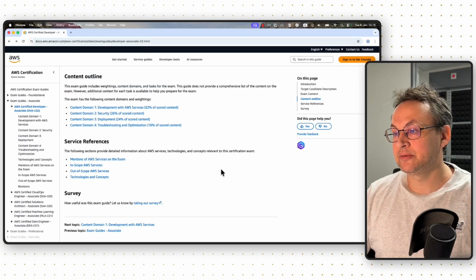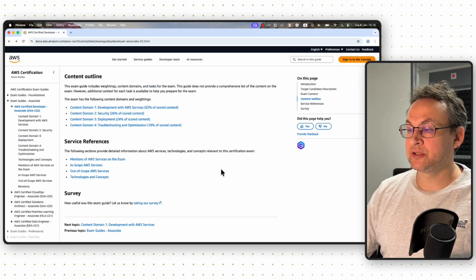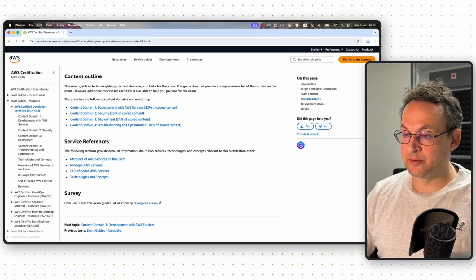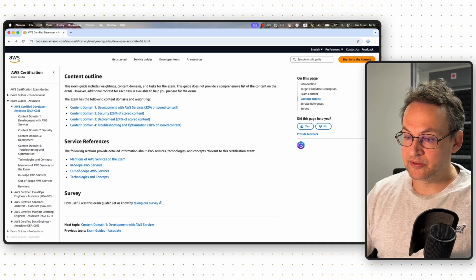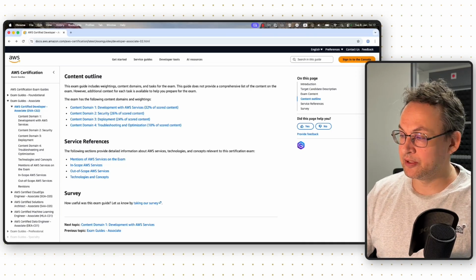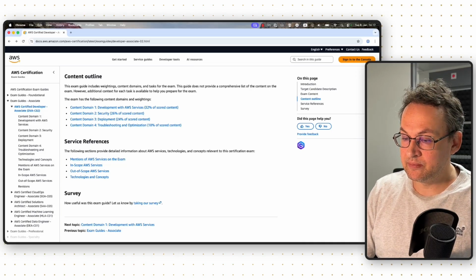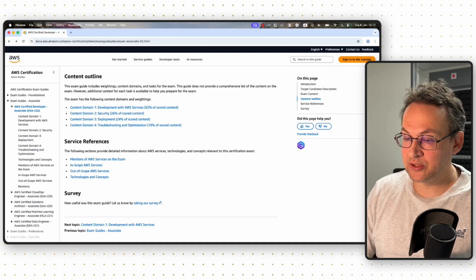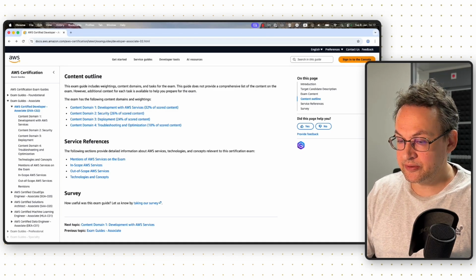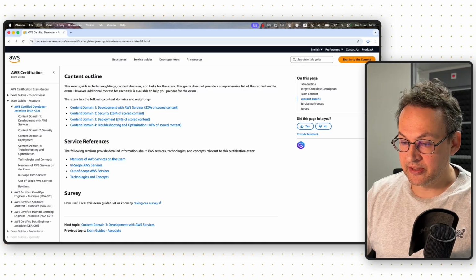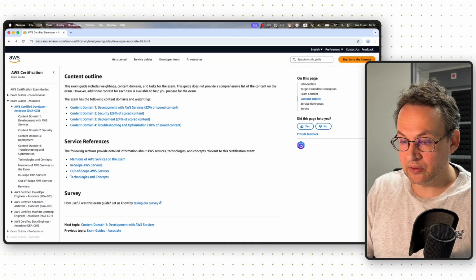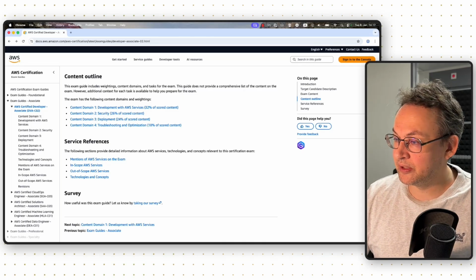Content domain 4, troubleshooting and optimization, 18% of scored content. That is about CloudWatch for logs and metrics, X-Ray for tracing, and finding performance bottlenecks. Notice how the exam is weighted heavily toward actually building and deploying things, not just defining what services do. The exam tests if you can do the work, not if you are mentioning the correct AWS services.